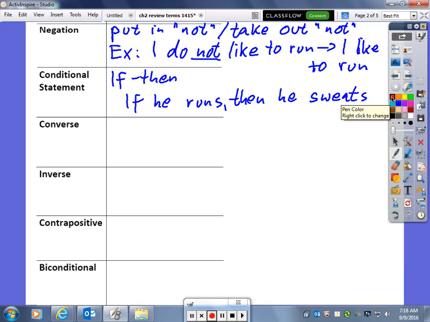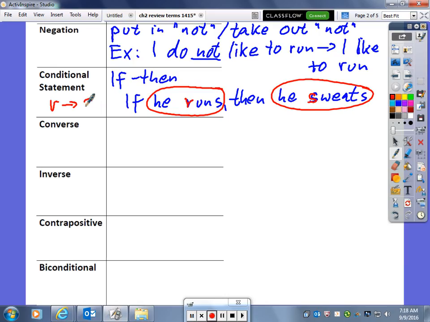Remember, we can use symbolic notation to shorten things up. So if I use R for the statement he runs and S for the statement he sweats, then in symbolic notation I will write if R then S.